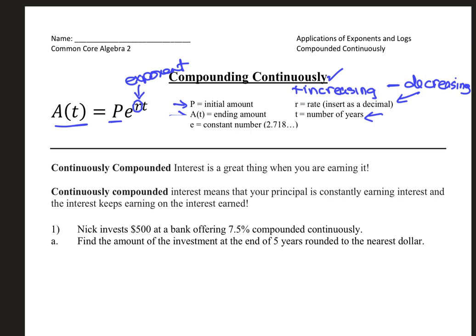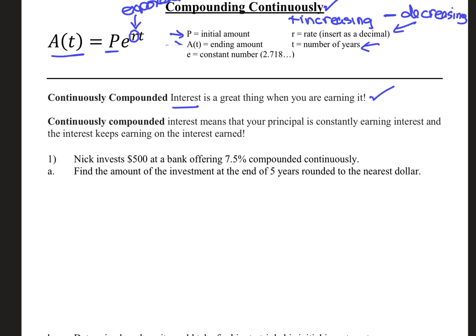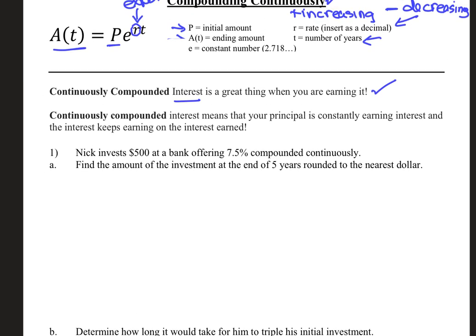So compounded continuously, this interest is a good thing, but again, it's not as great as we want it to be. Compounded interest means that your principal is constantly earning interest, and the interest keeps earning interest on the interest earned. I wish we were making more money doing that, but it's still more than nothing.